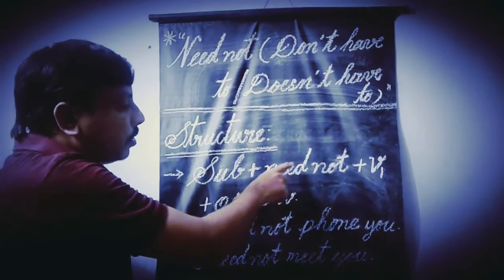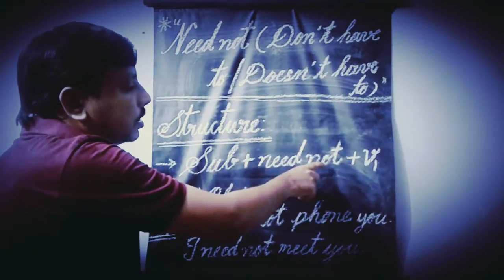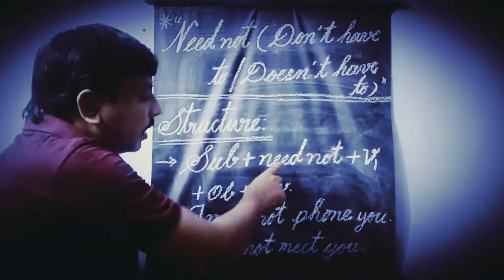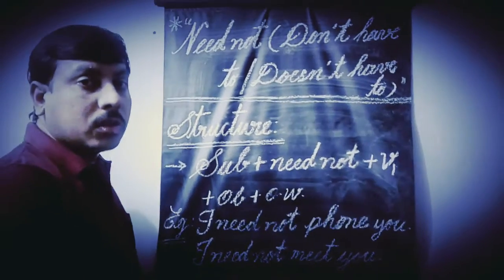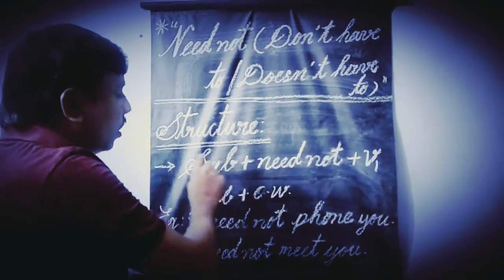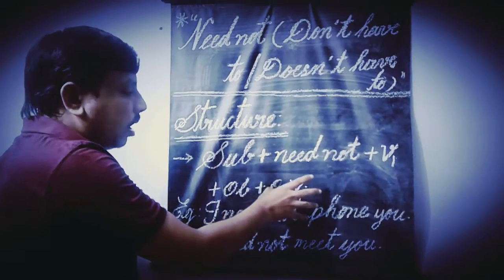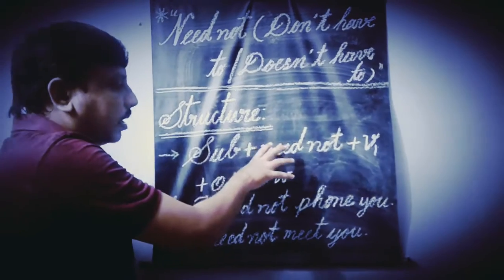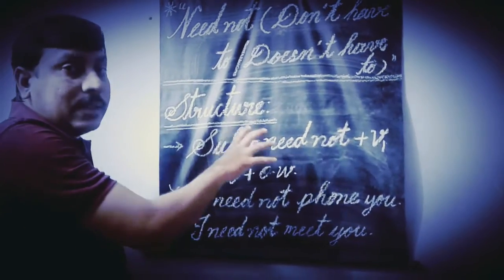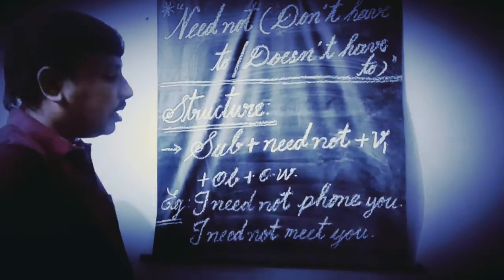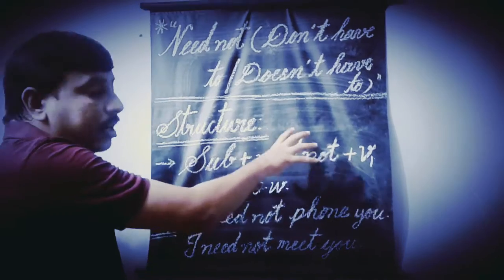We don't have to use to after need not. After need not, to should not be used. Subject plus need not plus verb 1 plus object plus other words. This is the structure which indicates negative sense regarding the things which are not necessary to do.